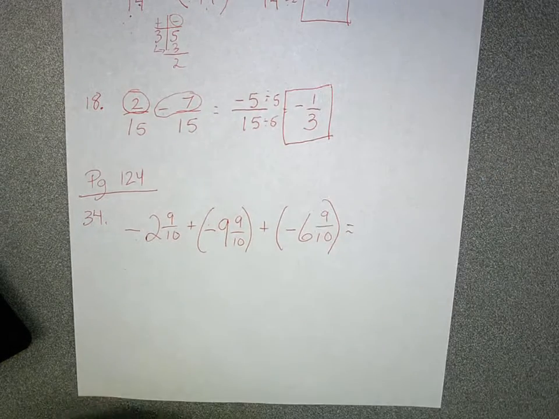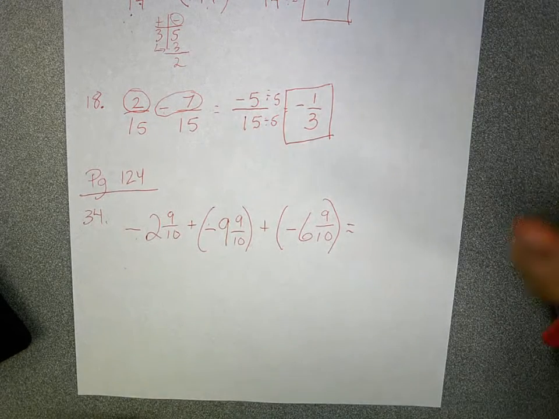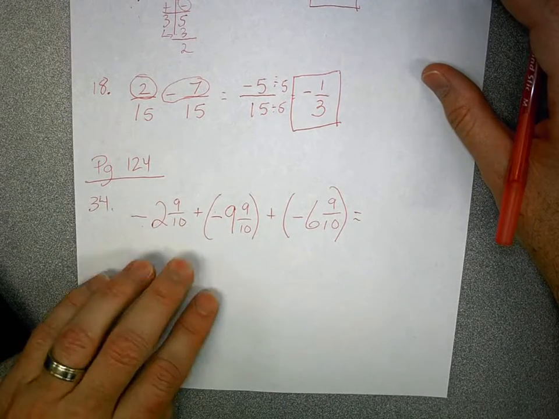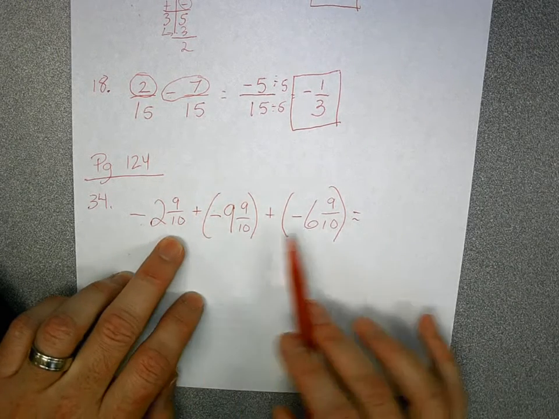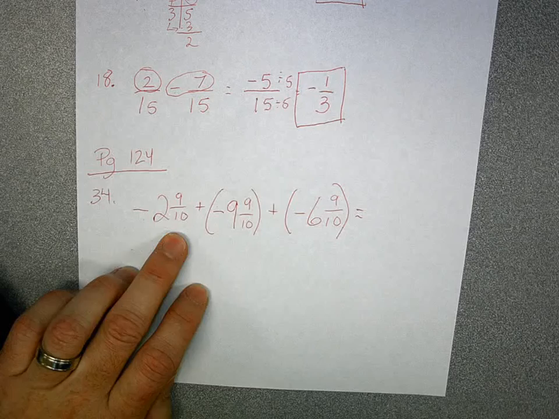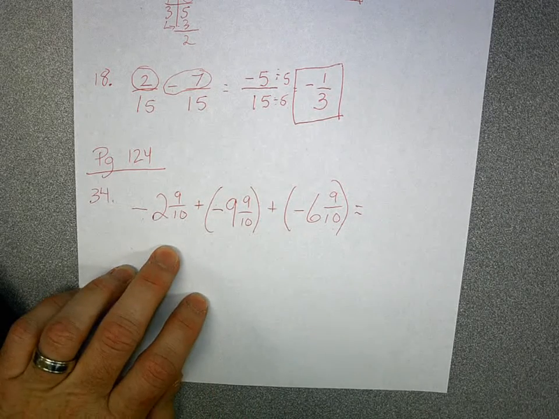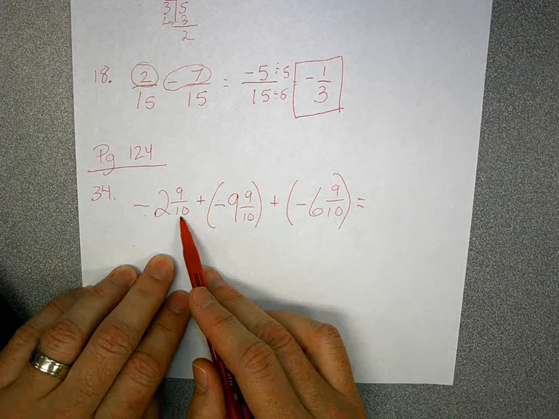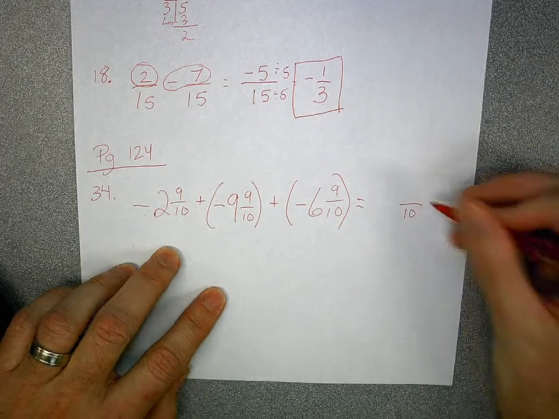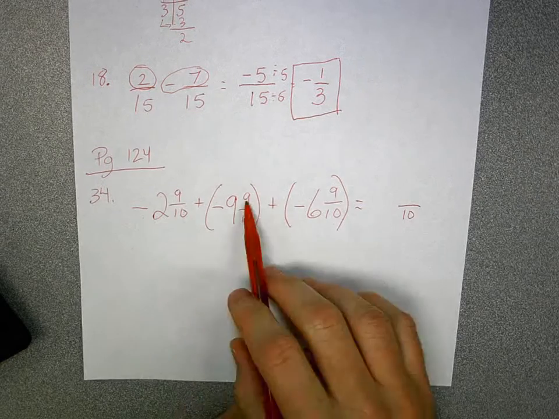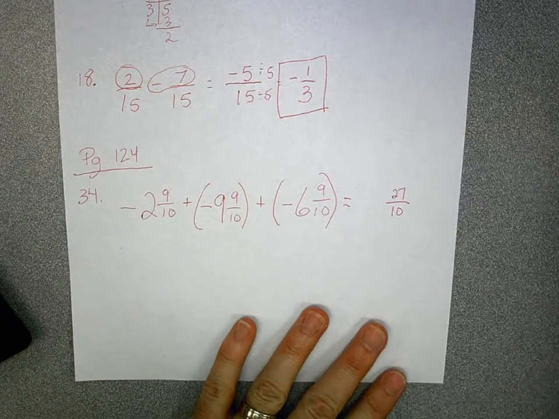However, since they all have common denominators, they're all like fractions, I think the best way to do this is let's just go ahead and add up all of our fraction parts. So we have 9/10 plus 9/10 plus 9/10. If I do that, I'm going to end up, of course, with a denominator of 10. And I could just say 9 plus 9 plus 9, or of course 9 times 3, which gives us 27/10.